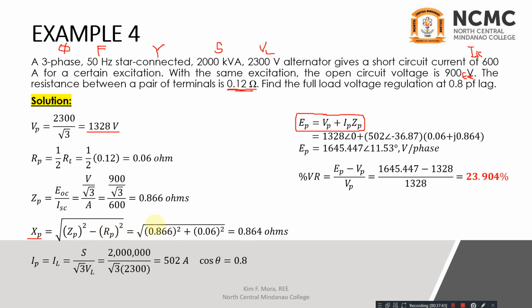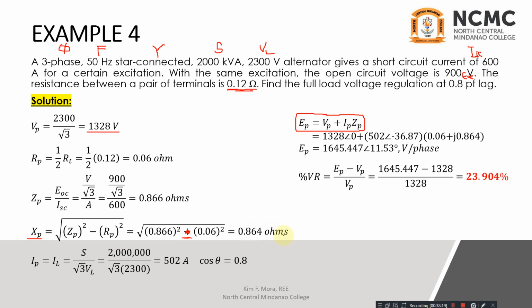Let's just substitute the values. I think that should be minus. Sorry, let me check. Yes, that should be minus. So 0.866 squared minus 0.06 squared. Then take the square root of that. So our XP is equal to 0.864 ohms.